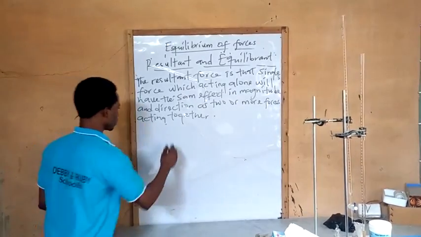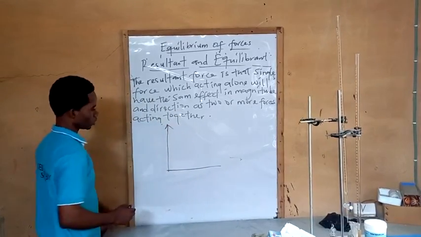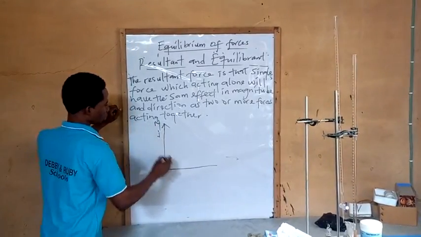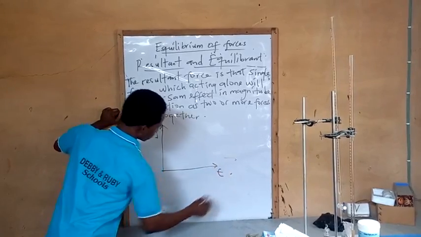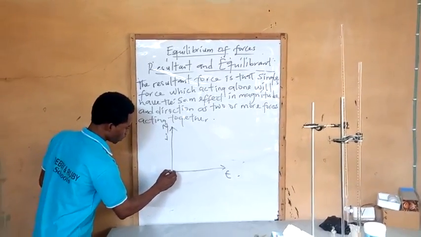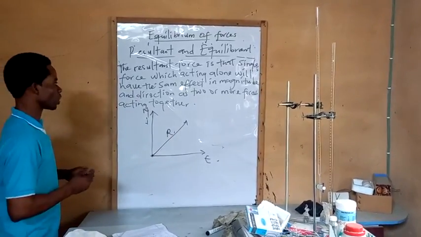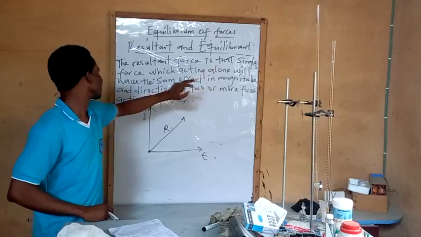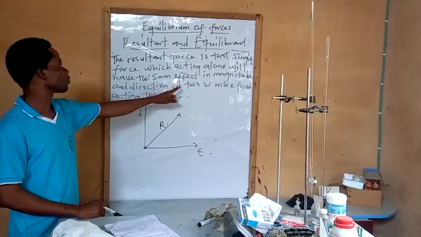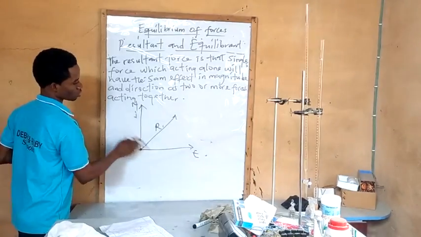Let's say these are two forces. This force goes to north, and this force goes to east. If they ask you to find the resultant, it will be in the middle. This will be the resultant force. That's why we said the resultant is that single force which, acting alone, will have the same effect in magnitude and direction. These two forces represent my magnitude and direction.